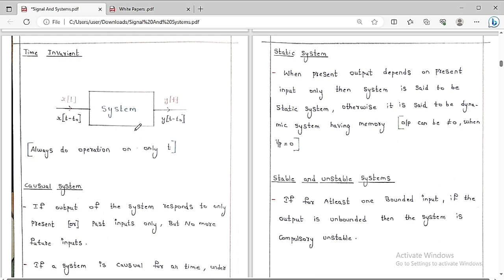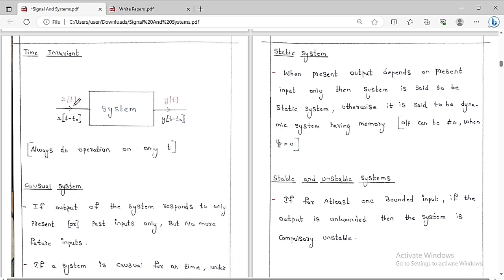I have already told you this so many times, so I don't need to explain further. Always do the operation only on the time t. If they give you a system equation, how do you check whether it is time invariant or not? I have already told you.